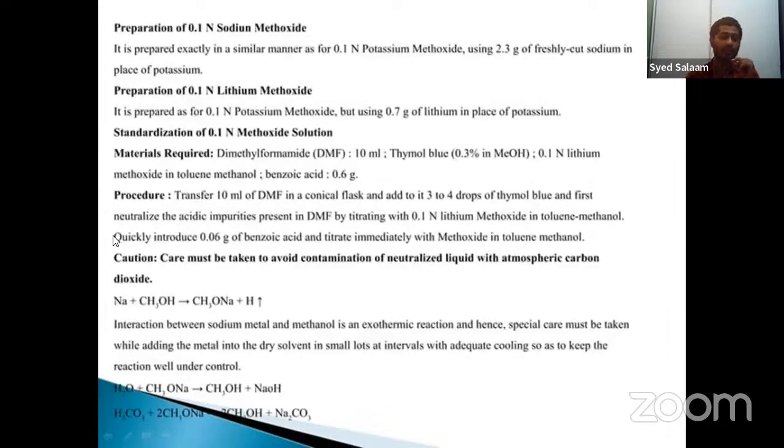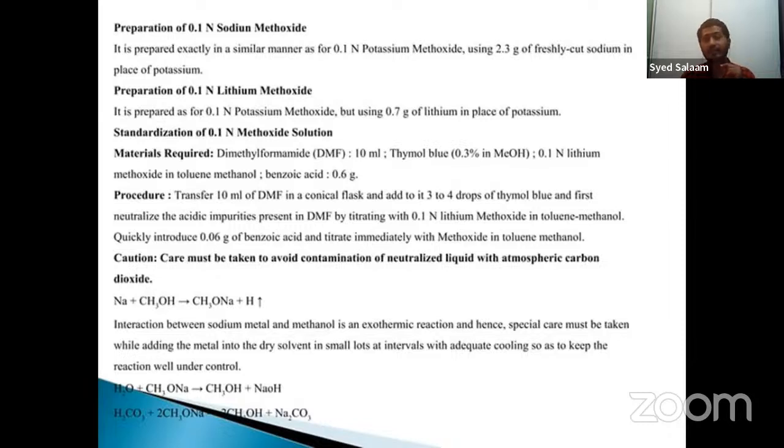Next is preparation of 0.1 normal sodium methoxide. We perform it in a similar manner to potassium methoxide, but instead of potassium, we take freshly cut sodium, 2.3 grams. Sodium, like potassium, reacts very vigorously with water. It will blast with water, so even a little amount of water will be quite hazardous. We need to take proper care.